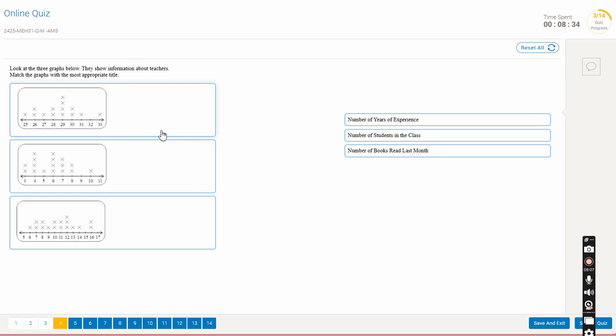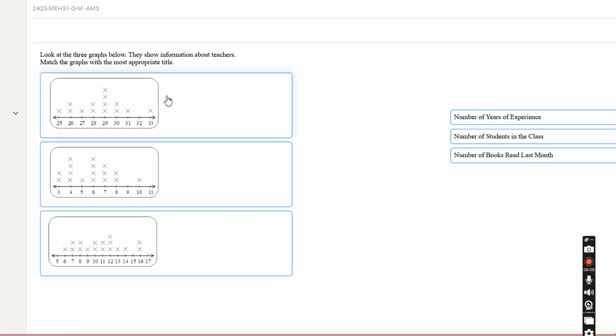What do we have here now? We have the number of students in a class, the number of years of experience, the number of books read last month. Now you have to figure out, what do you think? 25 to 33. What do you think that would be? That can only be the number of students in the class, because you can have 25 students, 26 students, 27 students in a class, right? And they're giving you information about teachers. Okay, keep that in mind.